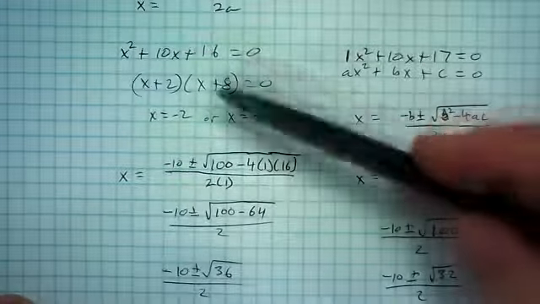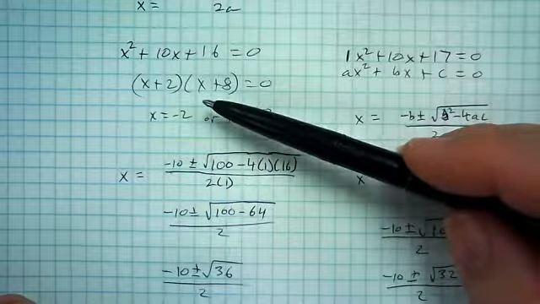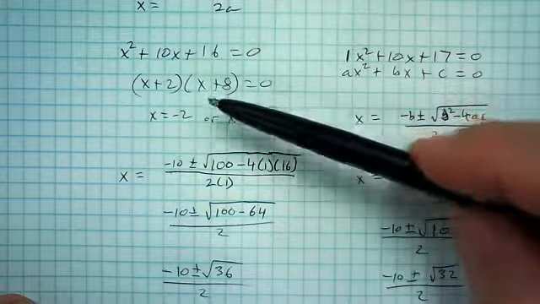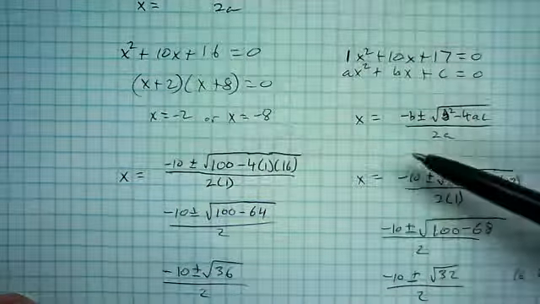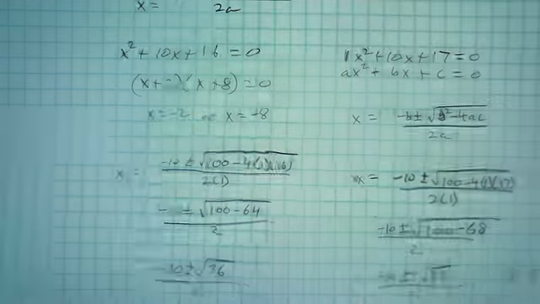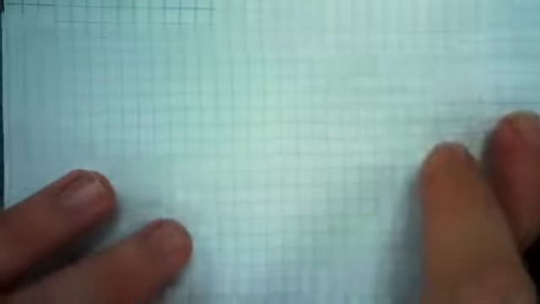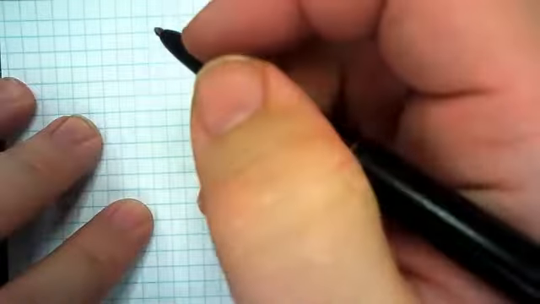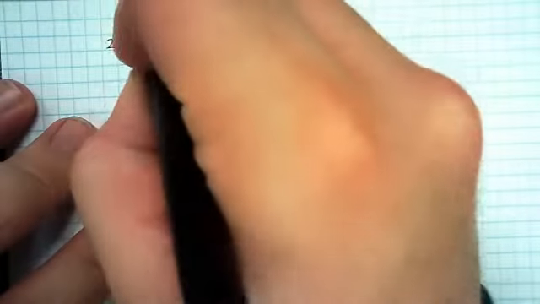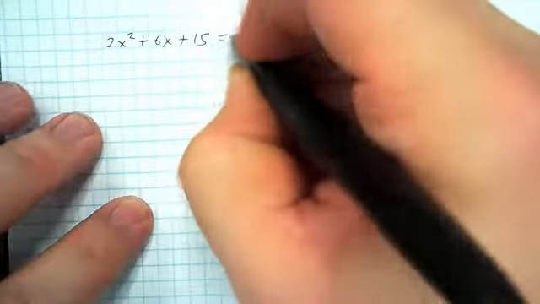And I say as a general rule of thumb, if you spent longer than a minute or two trying to factor, you're wasting your time, and you should just go to the quadratic formula. Let me do another example that you would not be able to factor yourself. For this example, we're going to use 2x squared plus 6x plus 15 equals 0.